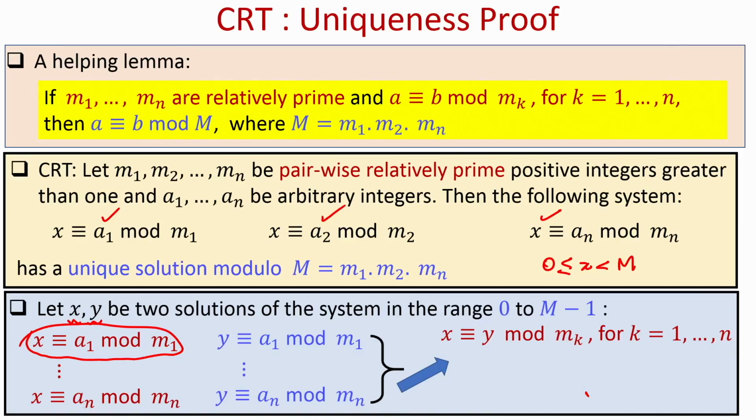So, I get n congruences like this, that means x and y are congruent modulo m1, m2, mn, and remember that my m1, m2, mn, they are pairwise relatively prime. So, I can take the help of the helping lemma and conclude that both x and y are congruent modulo m. And since both x and y were in the range 0 to m minus 1, that means they were strictly less than m, and both of them are congruent, then that is possible only when x is equal to y. Okay. So, that shows that there exists a unique solution modulo m satisfying your system of linear congruences.